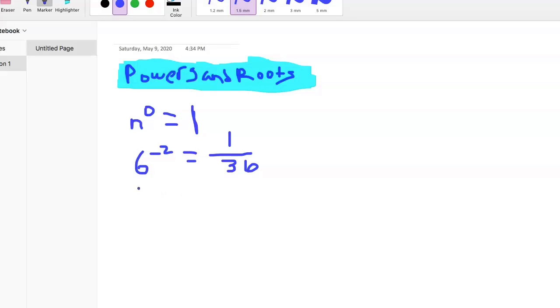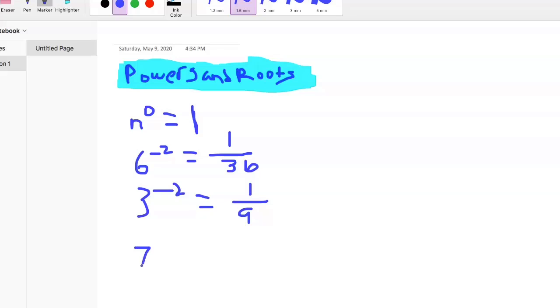Want to see another one? 3 to the negative 2. Same thing: we see a negative exponent, we know it's a fraction. In the numerator, we put 1. 3 squared is 3 times 3, or 9. So it's 1/9. Pretty easy, right?